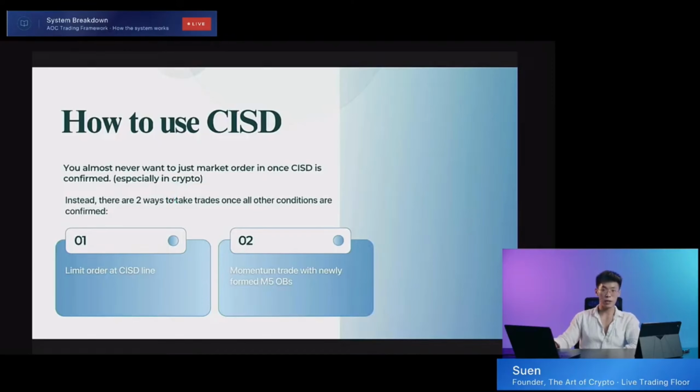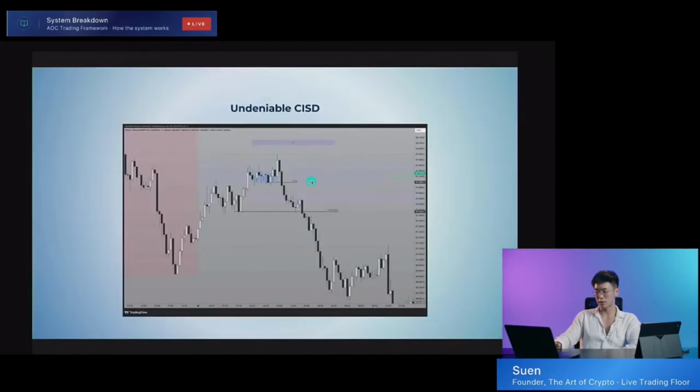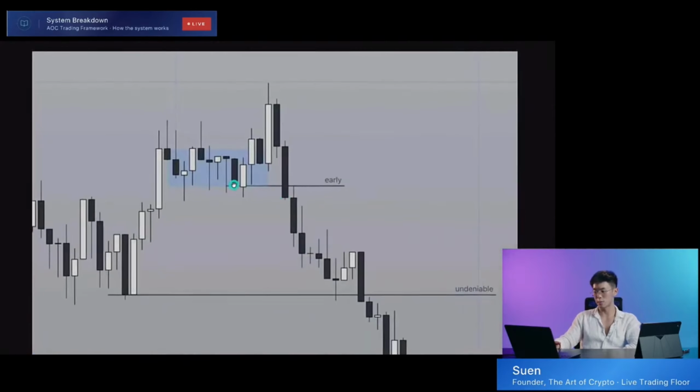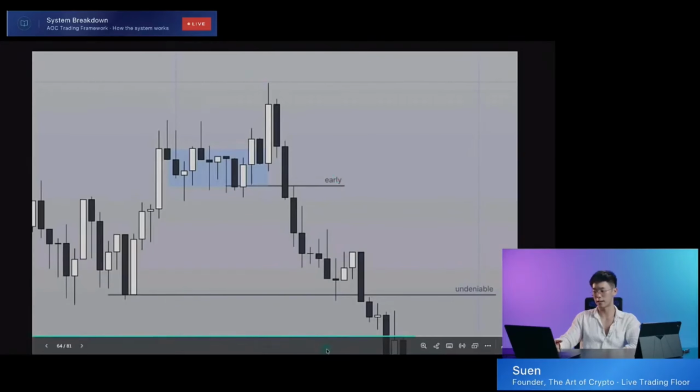But anyways, the way that you would use CISD is, and this is most of the time what I do, and you'll see that later, unless you're trading Forex, then market orders make sense. First one is a limit order at the area where the CISD happens. Like for example, back here, the moment the CISD gets confirmed, I would place a limit. So I would enter here, potentially stop there, and then target 2R.